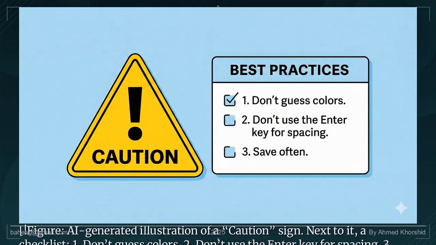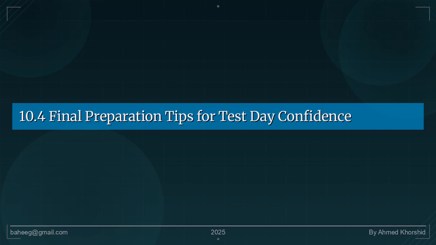Figure, AI-generated illustration of a caution sign. Next to it, a checklist. 1. Don't guess colors. 2. Don't use the Enter key for spacing. 3. Save often.